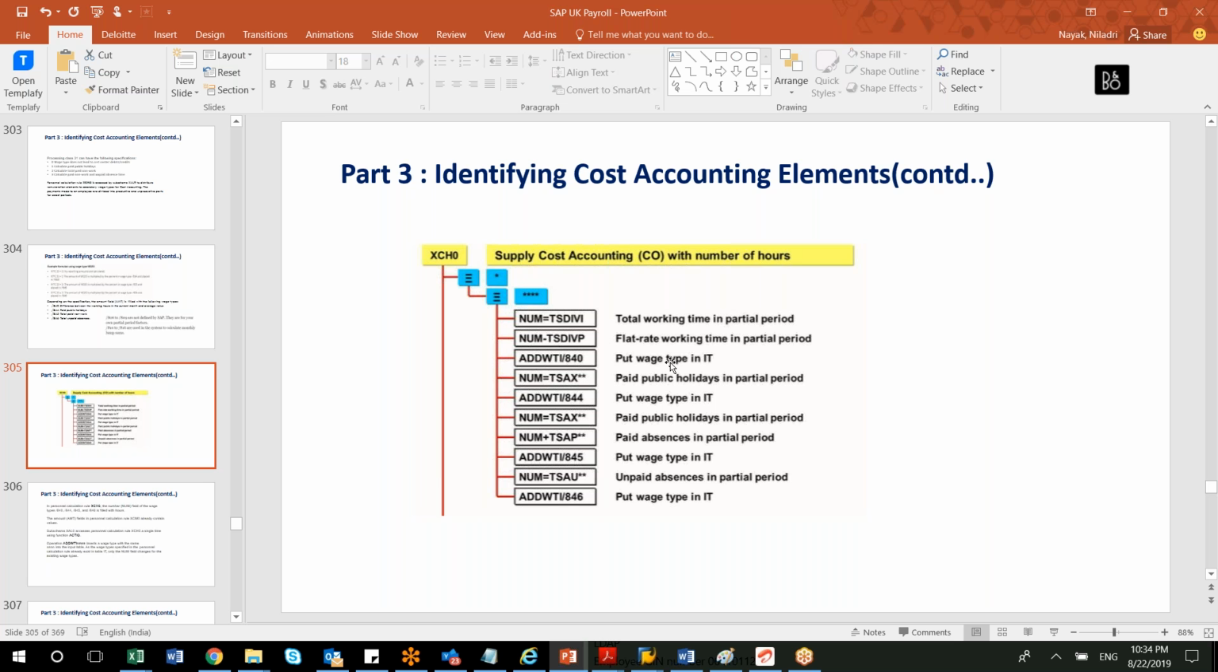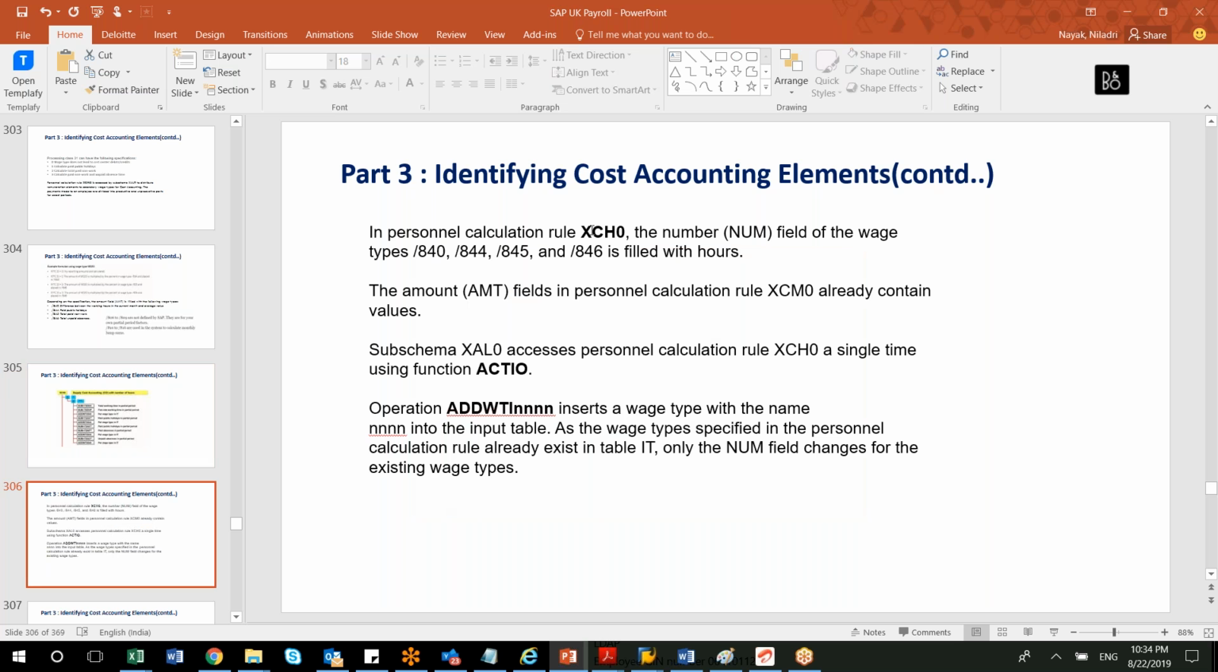This is one of those schemas, but I have not changed it in my project. Mostly it is whatever SAP has given. Mostly people take care of the number of working days, and those scenarios are pretty much standard in SAP. In case of any variation, there is a choice to make these changes. As I was explaining, with XCH0, this calculation rule will calculate /840, /844, /845, and all these will be filled with our number of hours.